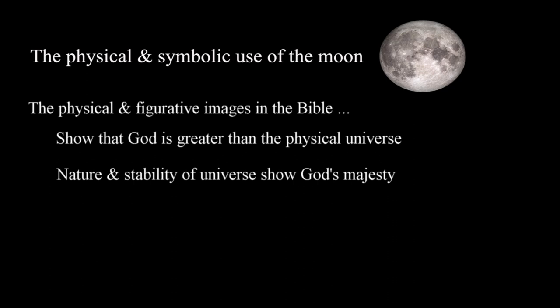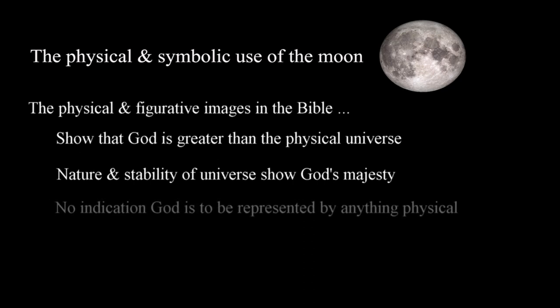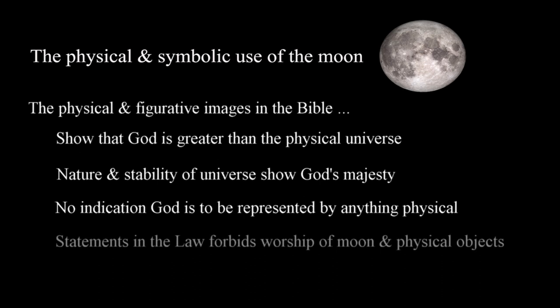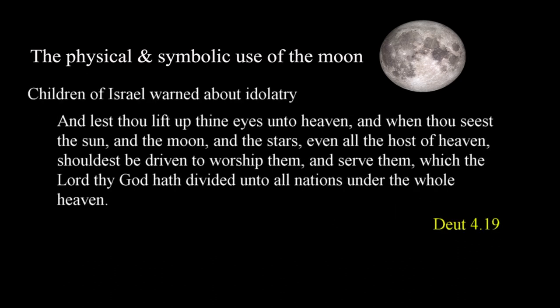In these references, and throughout the scriptures, there's no indication that God is to be represented by anything physical. On the contrary, there are statements in the law that forbid the worship of the moon, as well as the sun or other heavenly bodies. Moses warned the children of Israel that they were not to engage in idolatry and worship the heavens. They weren't to worship the sun or moon, as I referred to earlier in Deuteronomy 4:19 and 17:3.